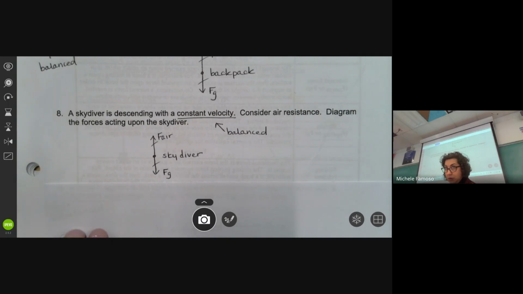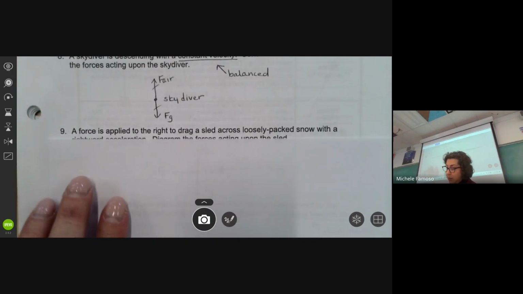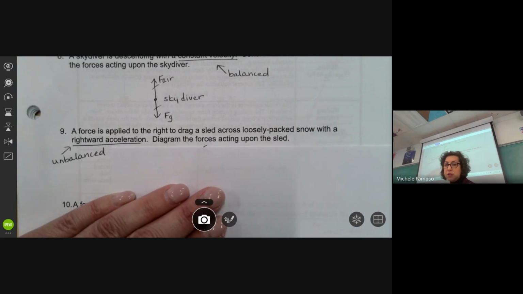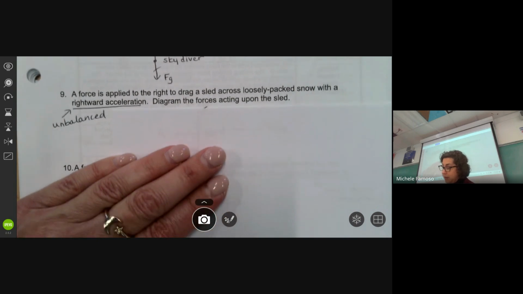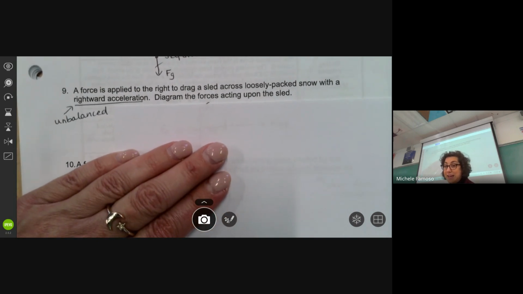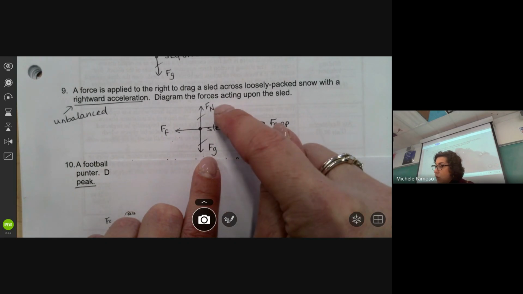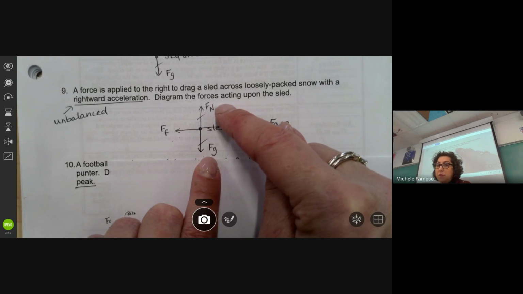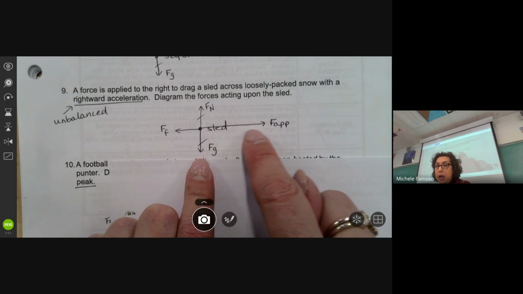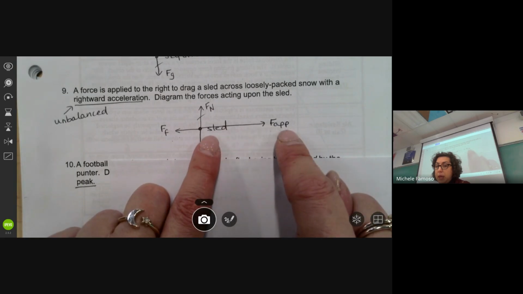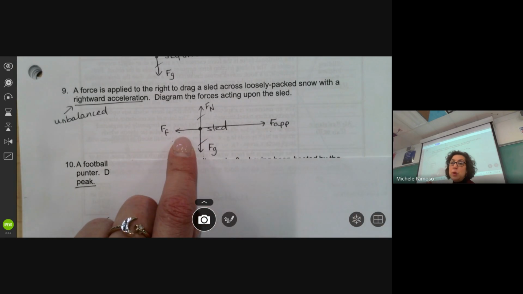So far, so good? All right, number 9. It says we have a rightward acceleration, which means in this situation, the forces will not balance. So the forces on the sled, we're going to have the weight pulling down, the ground pushing up. That's called the normal force. We are applying a force to the right, force applied to the right. There's my FAPP. And then there is friction between the sled and the ground, the snow. That force of friction is to the left.